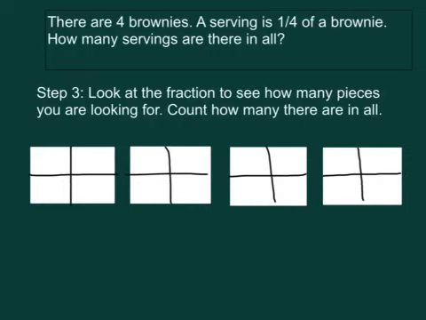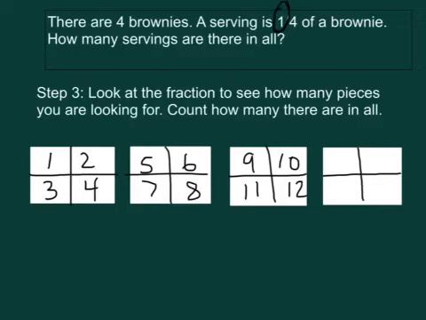Step 3 is to look at the fraction to see how many pieces you are looking for. So we are looking for 1/4. So I'm going to count how many 1/4s I have in 4 brownies. So this is 1/4, this is another one, 3, 4, 5, 6, 7, 8, 9, 10, 11, 12, 13, 14, 15, 16. So in 4 brownies, there are 16 1/4s. So 4 divided by 1/4 equals 16.